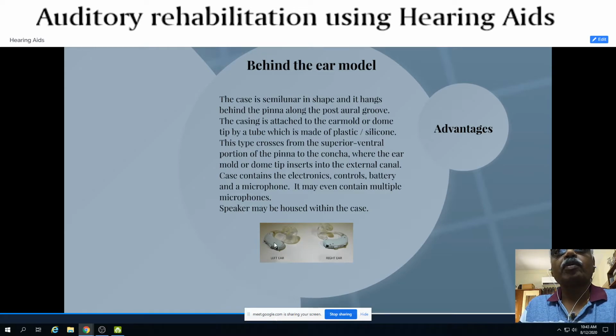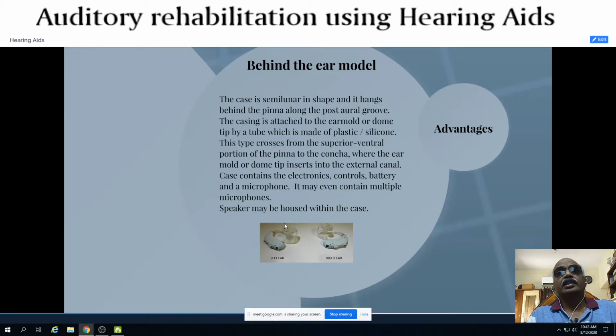In this type of connectivity, the hearing aid tube crosses from the superior ventral portion of the pinna up to the level of the concha. At the level of the concha, the ear mold tip, this is the tip, inserts into the external auditory canal.